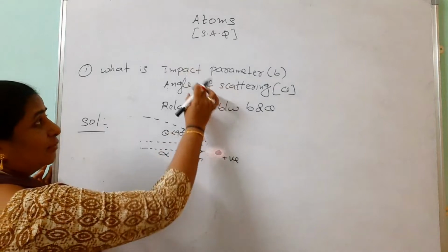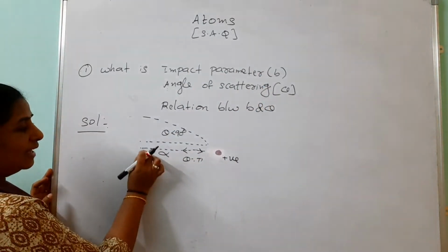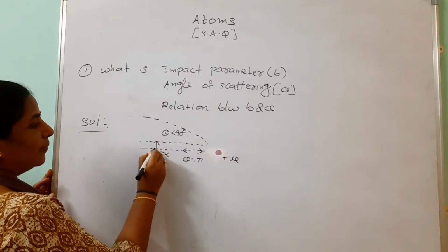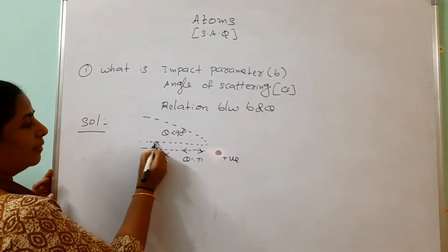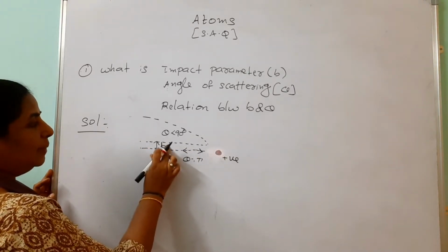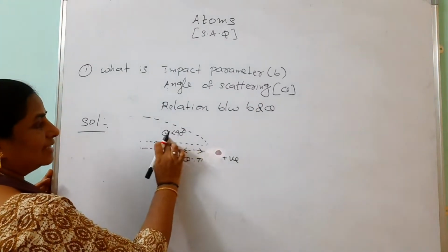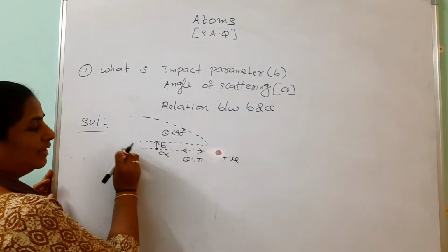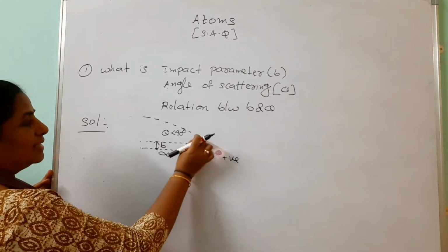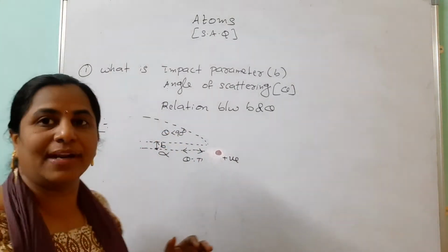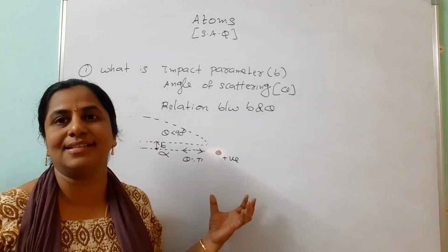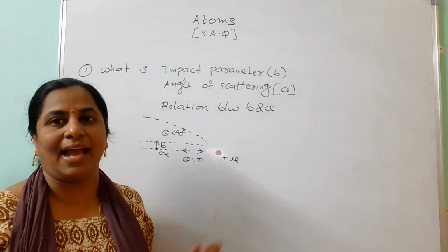Here, first, what is impact parameter? In the alpha scattering experiment, the perpendicular distance between the center of the nucleus and the alpha particle's path is called the impact parameter. It is represented by b, and the angle of scattering is theta. If it is exactly at the center, an elastic collision, the angle of scattering is pi. Otherwise it is less than 90 degrees. When the impact parameter increases, the angle of scattering decreases. So this is the relation between impact parameter and angle of scattering.